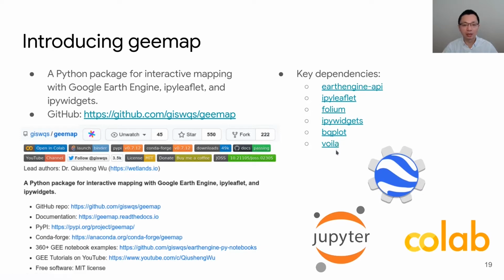So Voilà is how we turn a Jupyter notebook into a standalone web application. Then you can deploy this to the internet, and people without coding skills or without an Earth Engine account can also visualize your Earth Engine products.